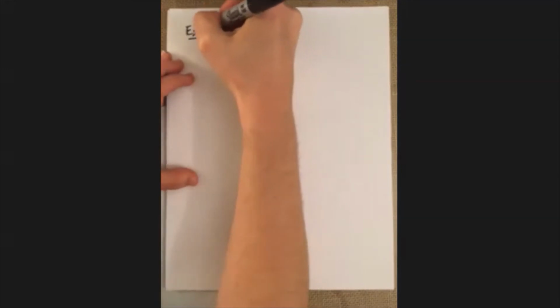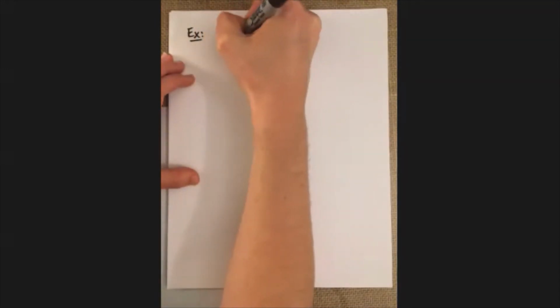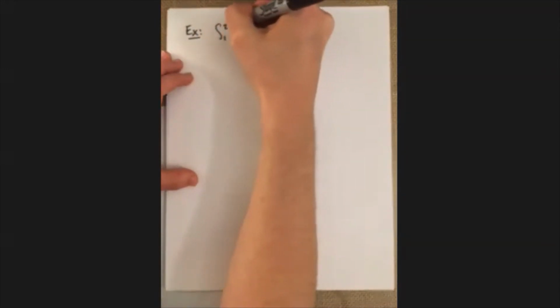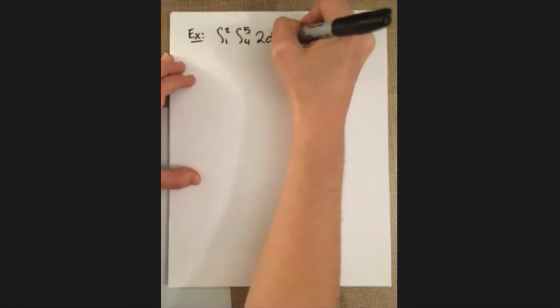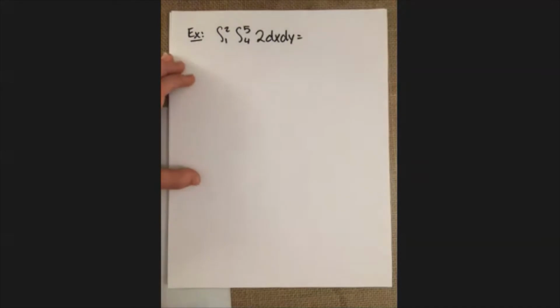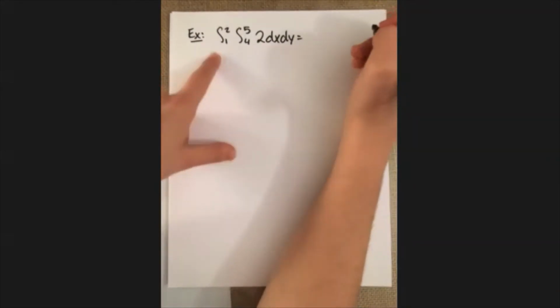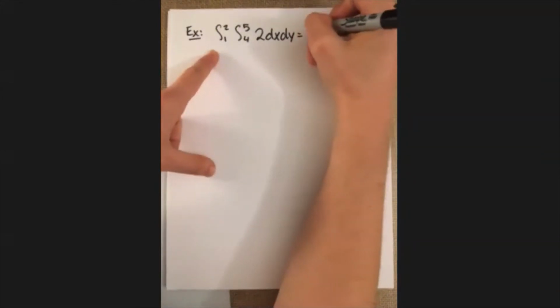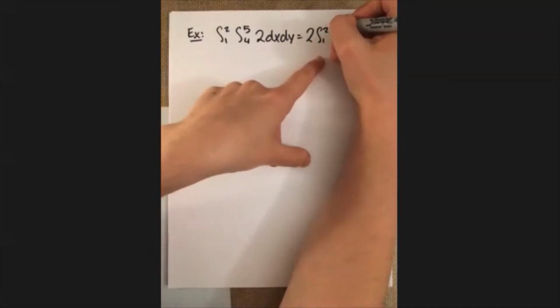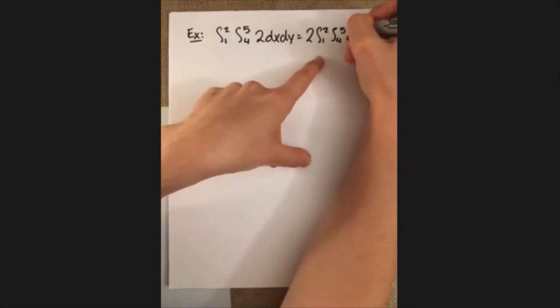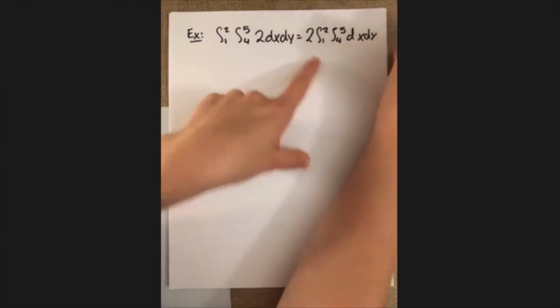Let's do another example. I'm just going to look at a little bit more simple one. We're going to have the integral from 1 to 2, integral from 4 to 5 of 2 dx dy. The first thing I'm going to do is pull that 2 out to the front because I can. So we have the double integral 1 to 2, integral from 4 to 5, dx dy.